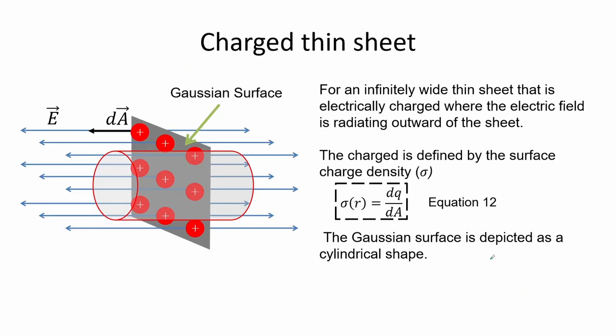For an infinitely wide thin sheet that is electrically charged, where the electric field is radiating outward of the sheet, the charge is defined by the surface charge density as shown by equation 12. The Gaussian surface is depicted as a cylindrical shape here.